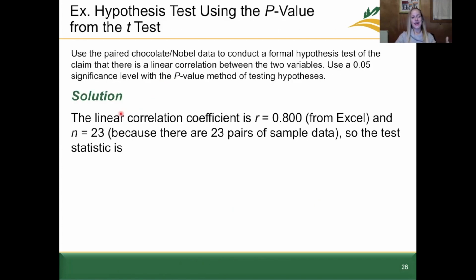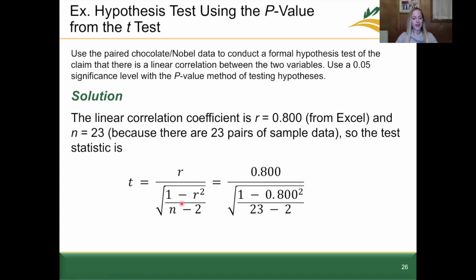Here we still need to calculate our t-test statistic. It will look exactly like we did earlier for our p-value. Again, we may be given r, or we can calculate that. We also need n, the number of sample data pairs. Then to calculate t, we know that's our r value over the square root of 1 minus r squared divided by our degrees of freedom. Plugging in our numbers now, we should get a t-test statistic of 6.100.